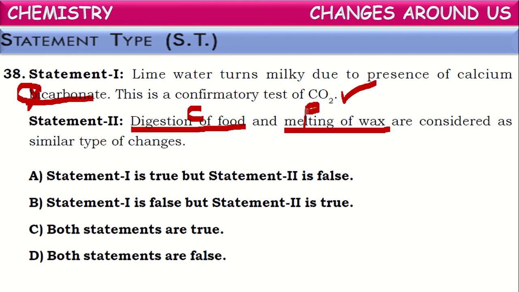Only physical state changes and it can be converted back into original solid form. So it is a physical change. This one is a chemical change. Both won't come under similar type. So it is an incorrect statement. Now what can we choose? First statement is true. Second statement is false. This is the correct answer. Okay.